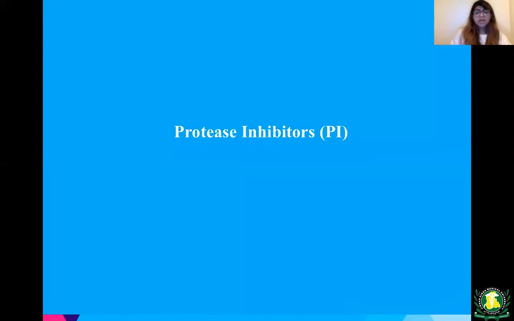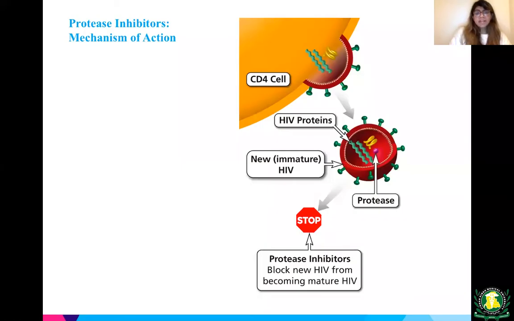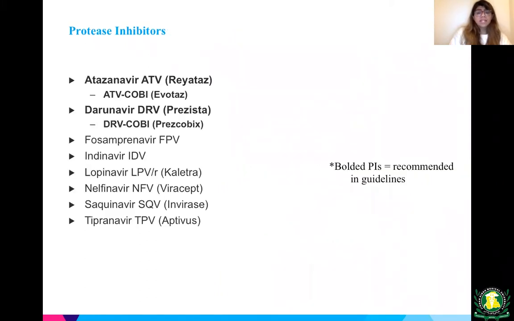So I'm going to move on to the next class, and this is protease inhibitors. We also call this PIs. So the mechanism of action for protease inhibitors: it blocks new HIV from becoming mature HIV. So it's blocking the protease enzyme. And so here are some examples of protease inhibitors. So atazanavir, ATV is the three-letter abbreviation, darunavir, DRV.